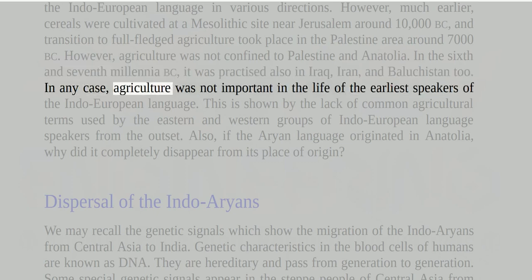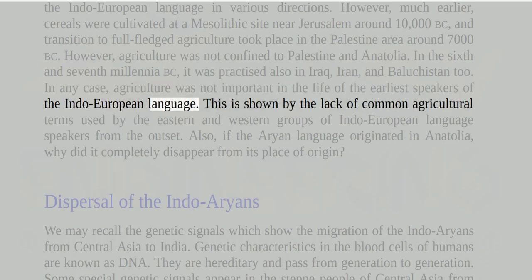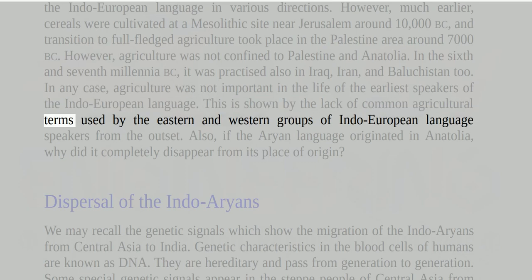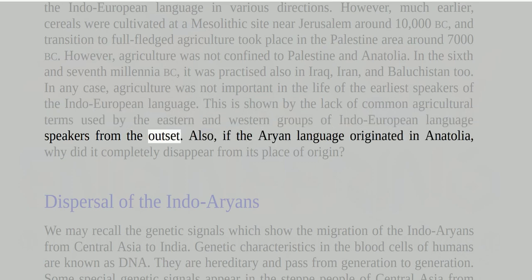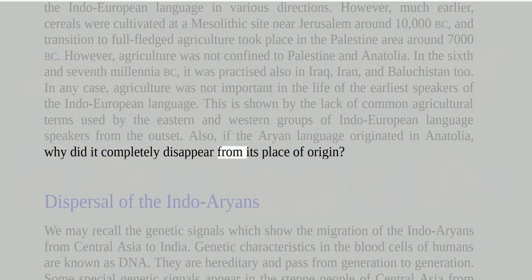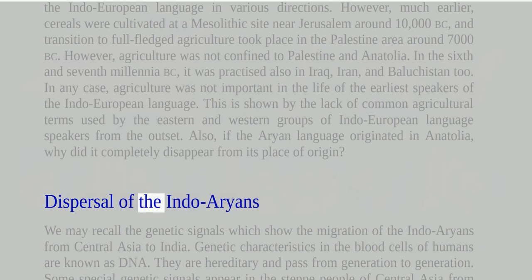In any case, agriculture was not important in the life of the earliest speakers of the Indo-European language. This is shown by the lack of common agricultural terms used by the Eastern and Western groups of Indo-European language speakers from the outset. Also, if the Aryan language originated in Anatolia, why did it completely disappear from its place of origin? Dispersal of the Indo-Aryans.